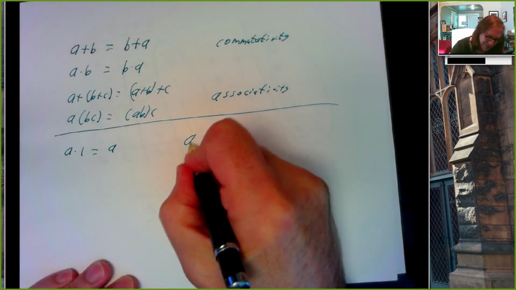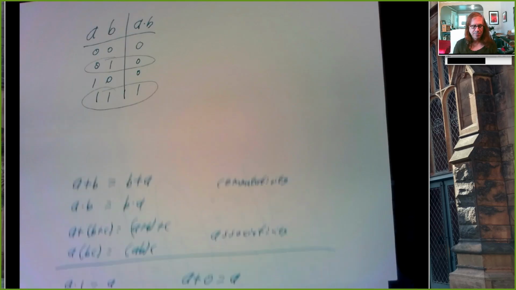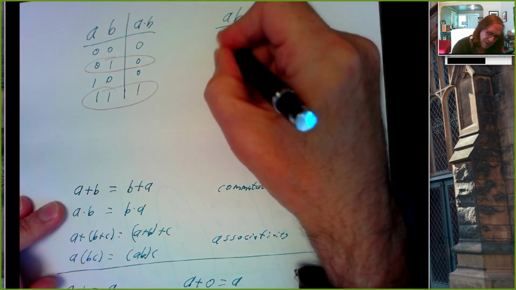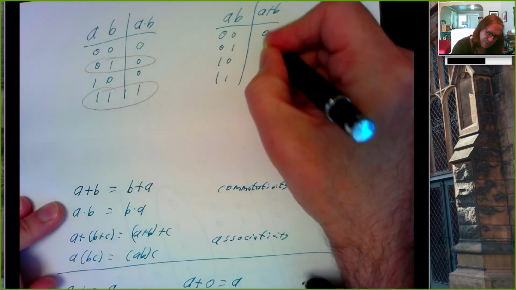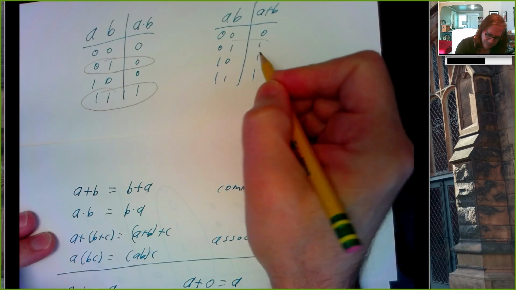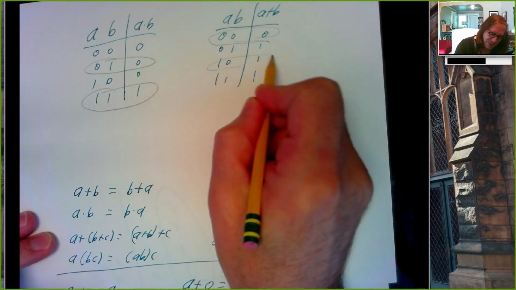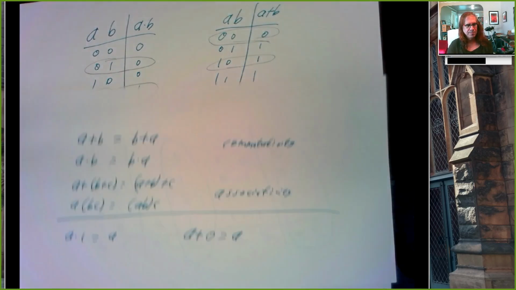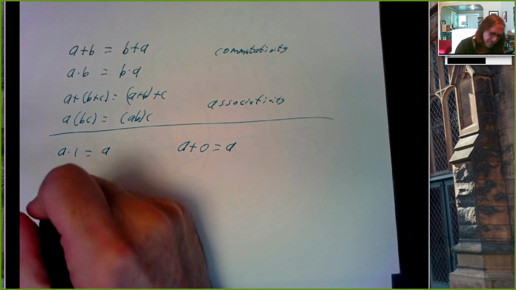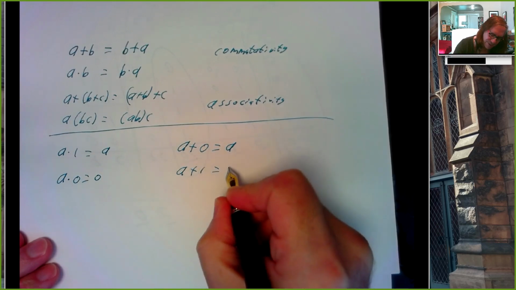And similarly, if I take a variable A and I OR it with 0, I get back A. And that's also just kind of how the world works. If I take 0 and OR it with 0, I get a 0. Take a 1 and OR it with 0, I get a 1. So A ORed with 0 is A, and A ANDed with 1 is A. A ANDed with 0 is always 0, and A ORed with 1 is always 1.